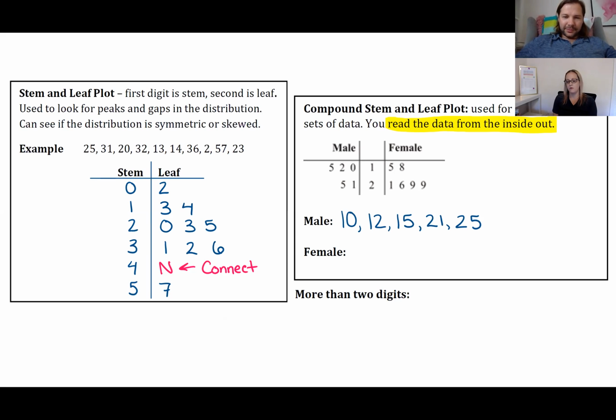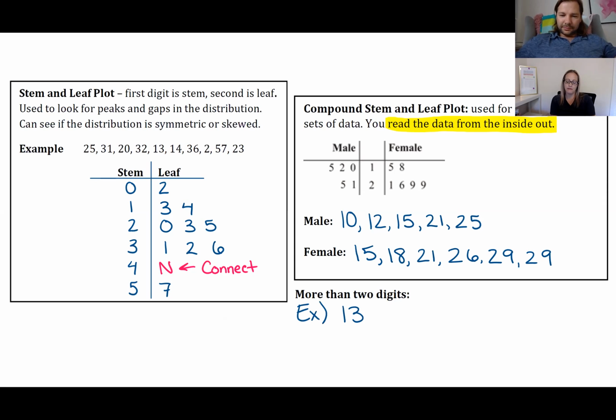So that'd be 21 and 25. Gotcha. And then for the female ones, you have 15 and 18, and then 21, 26, 29, and 29. And you'll notice that you have a number that repeats, 29. You do need to put two 9s. So each one is significant.